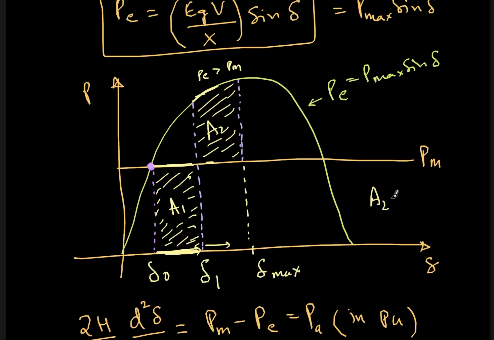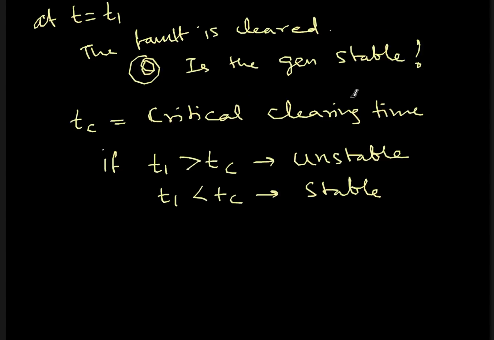If A2 equal to A1, then the machine will come back to stability. The machine will be stable. All this happened because of this delta 1 where I have cleared the fault. Sometimes if I make a delay in clearing the fault, I'll show you in another diagram.